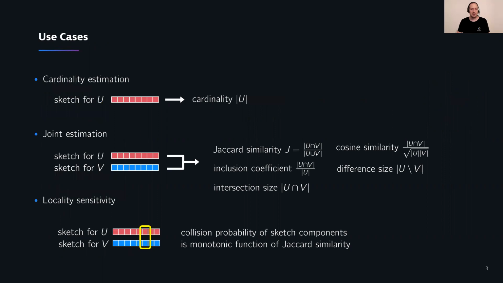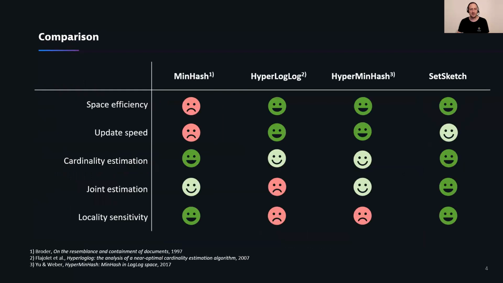First, we would like to be able to estimate the cardinality of the underlying set. Second, we are interested in estimating joint quantities like the Jaccard similarity or inclusion coefficients. And third, the same component of two different sketches should be equal with a probability that is a monotonic function of the Jaccard similarity. This is useful for similarity search, especially when using indexing techniques like locality sensitive hashing.